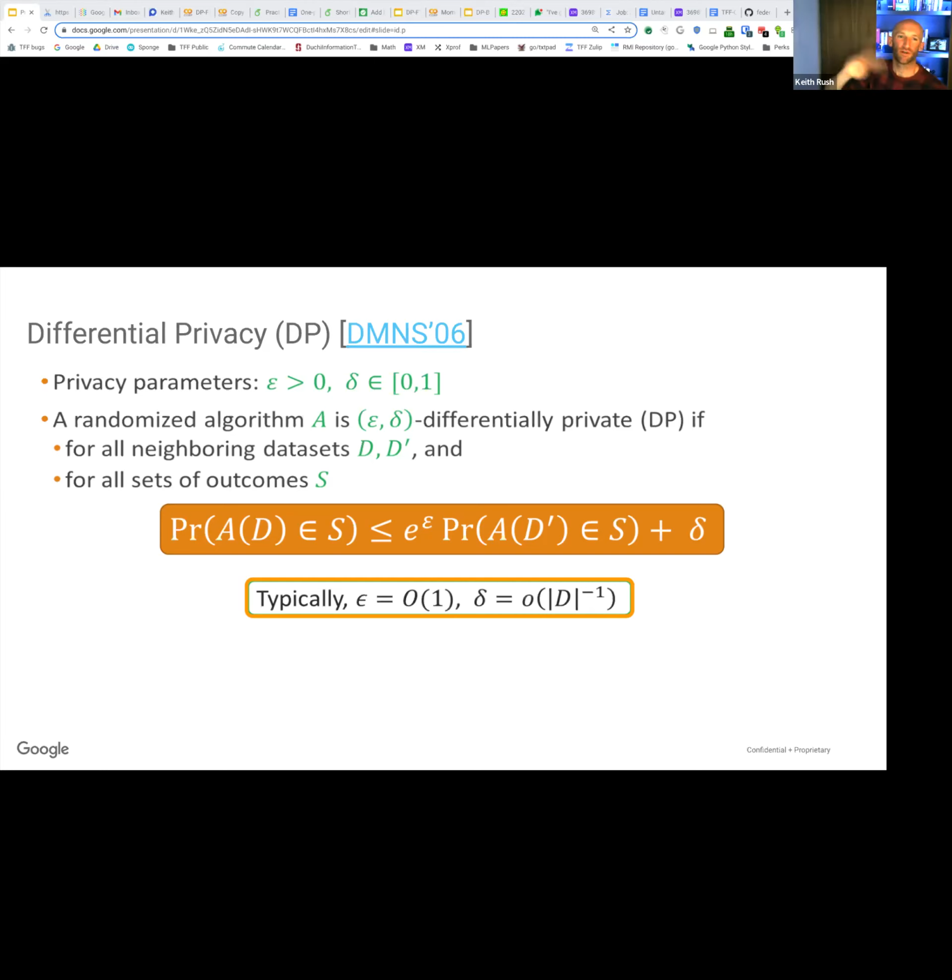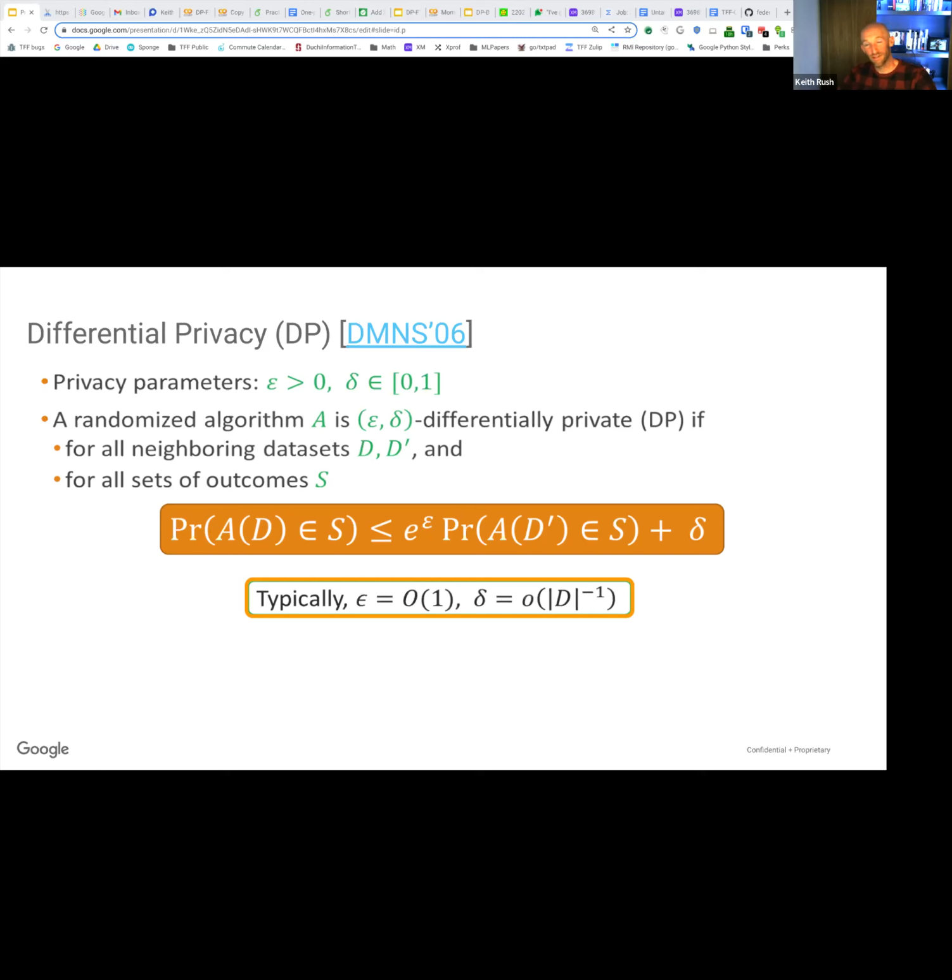Take the ratio of those two probabilities. That's telling you that the ratio of the density functions that represent these distributions is bounded. And that's why you need this delta to handle things at infinity. You can actually hide a lot in this delta too. And the fact that you can hide a lot in this delta means that we usually want this delta to be really small, smaller than 1 over the size of the total database you have here. That's why there's that little o of size of D inverse on the right-hand side. And epsilon we usually want to be order 1.